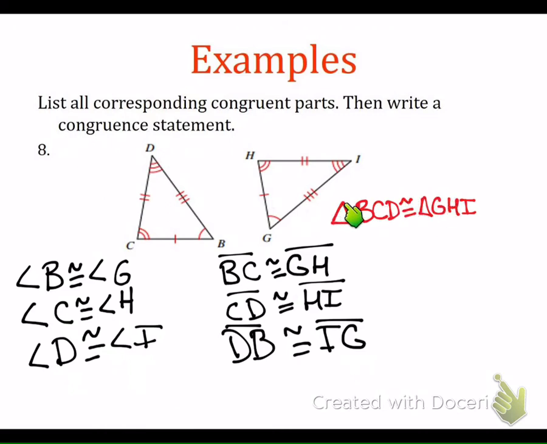Now, the interesting thing about this is we could have done it in a lot of different ways, right? If you started with C, then went to D, then went to B, that's fine as long as your next one goes HIG. Do you know what I mean? So you might have a different answer than your neighbor, but you might still be right as long as your corresponding parts are in the same position. So like B and G are both first position, they're corresponding. C and H, second spot, corresponding. D and I, third spot, corresponding. Okay? Questions?